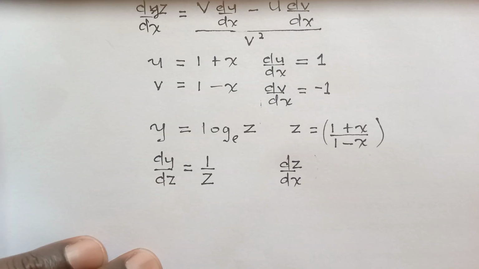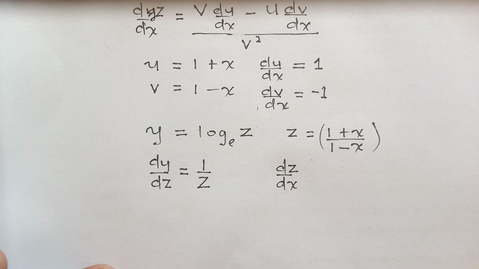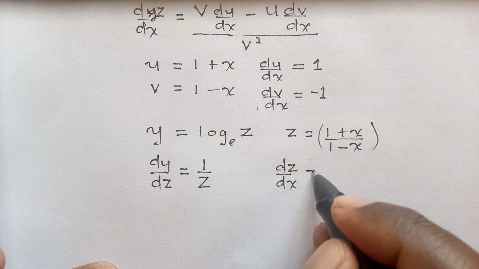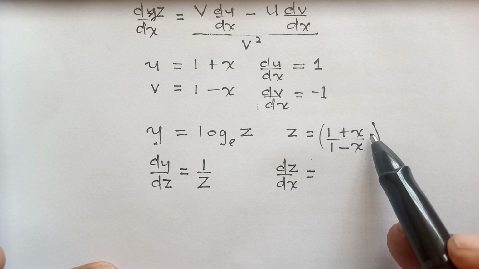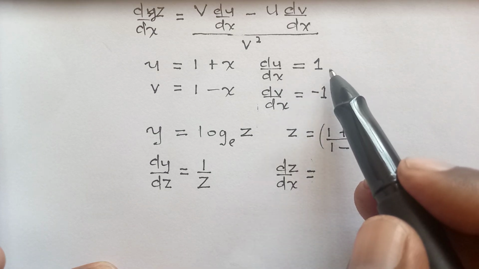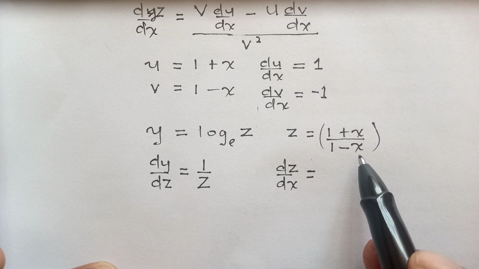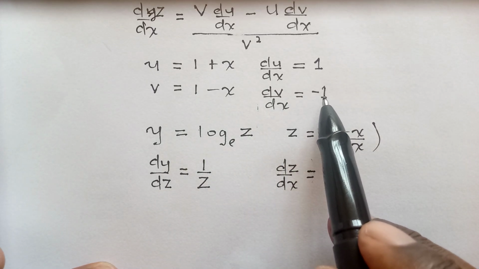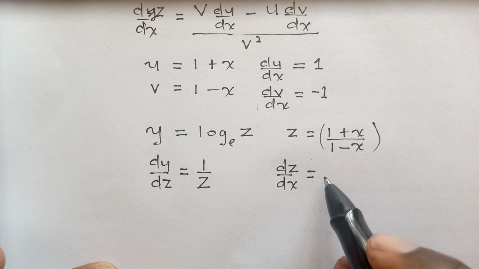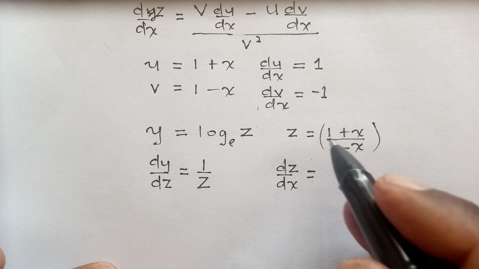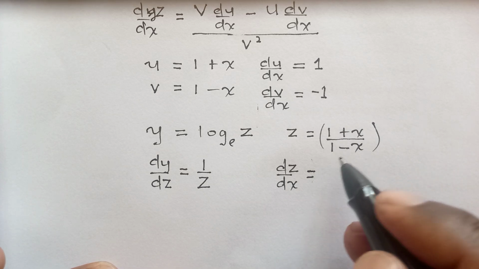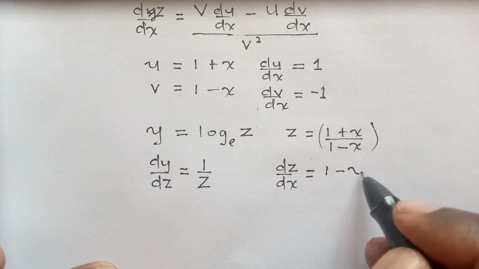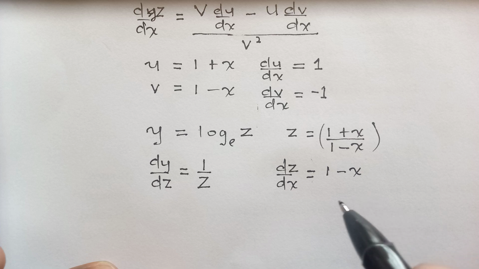So guys, we do like this. We come and say dz over dx is equal to, this is our u, so our du dx is that. This is our v, so our v is 1 minus x, dv dx is minus 1. And so using this equation, we will have v, which is 1 minus x. That is the first term we have.